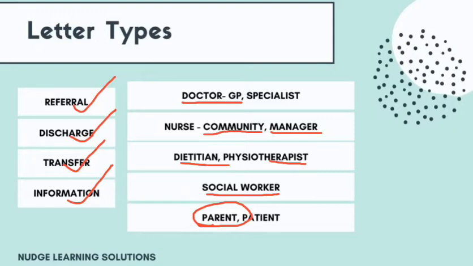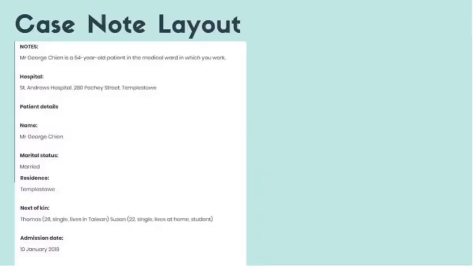So such diverse scenarios can occur, and according to the case, we need to write referral, discharge, information and transfer letters. So these are the different variations of the letter question that we normally face in the OET exam. Now let's go directly into the question and see how this question looks.